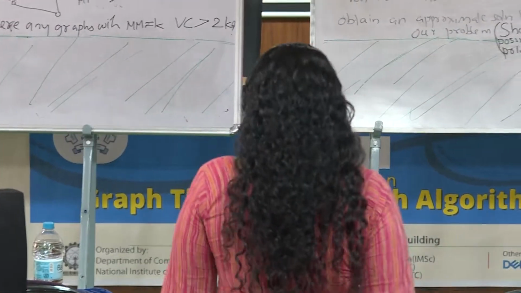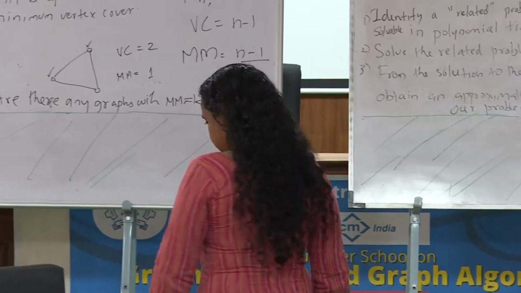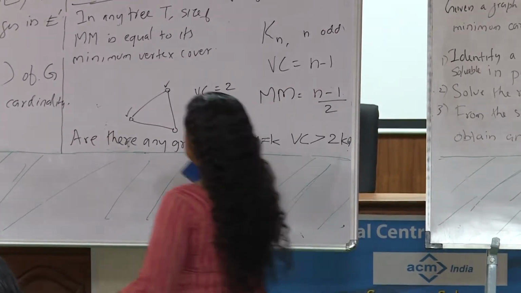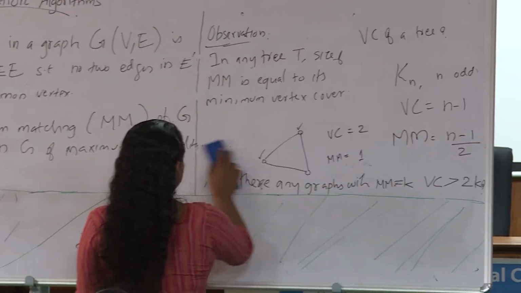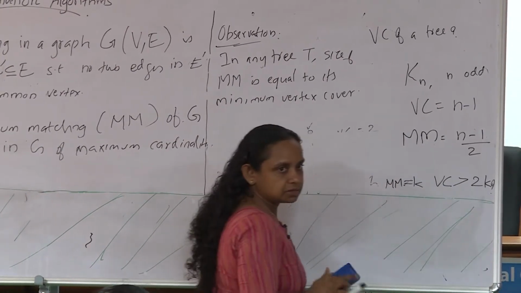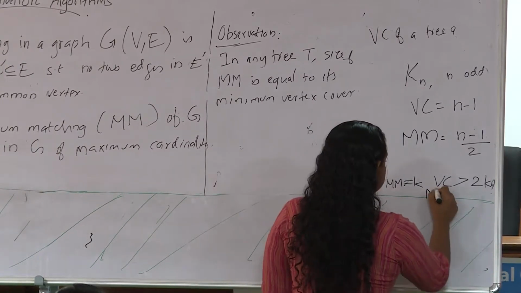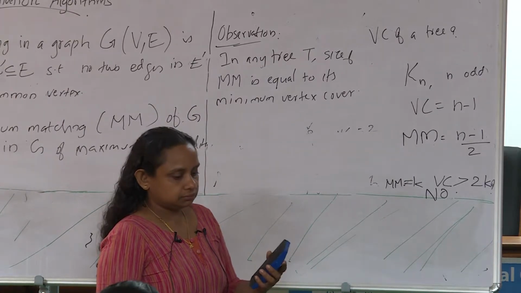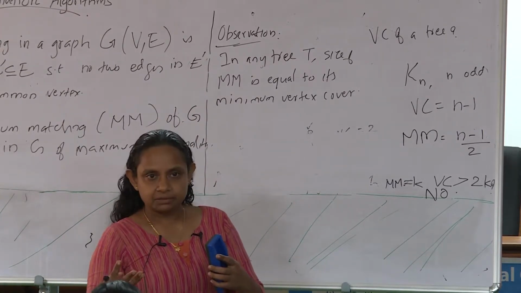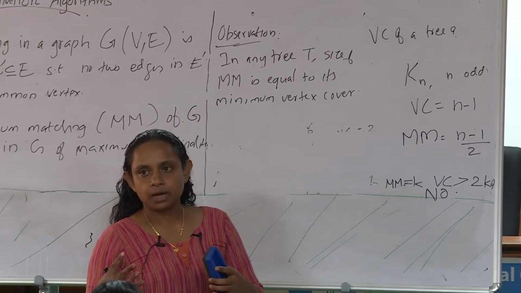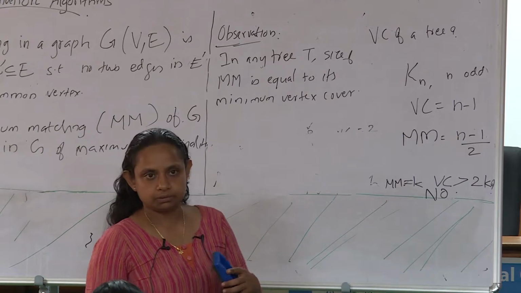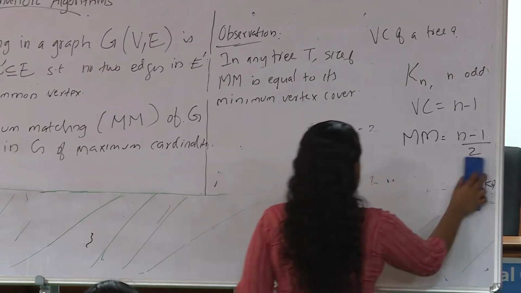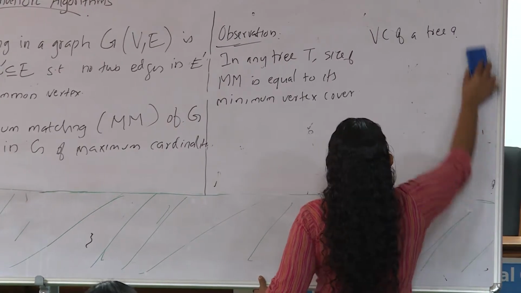Okay, let's try to make his argument formal. So the answer to this is no. There are no such graphs. For every graph, if you take twice the maximum matching, that will give you an upper bound for the vertex cover number. Vertex cover number is the size of the minimum cardinality vertex cover.